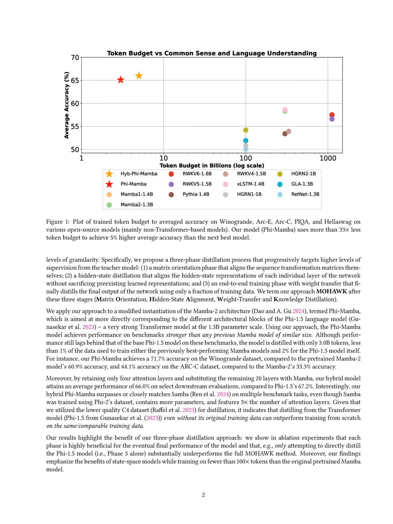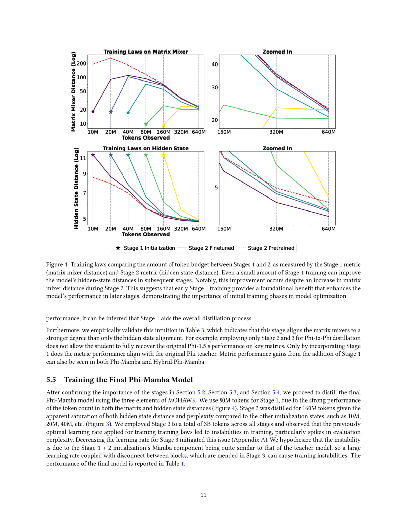The MOHAWK approach, while effective in distilling the Phi-Mamba model, has limitations in performance compared to larger or more complex models like Phi-1.5. Specifically, the Phi-Mamba model, despite achieving strong results, still lags behind the base Phi-1.5 model on benchmarks, indicating that it does not fully capture the performance capabilities of the larger model. Additionally, the hybrid Phi-Mamba, which retains some attention layers, only closely approaches the performance of the pure attention transformer architecture, suggesting that the integration of attention mechanisms is crucial for optimal performance.